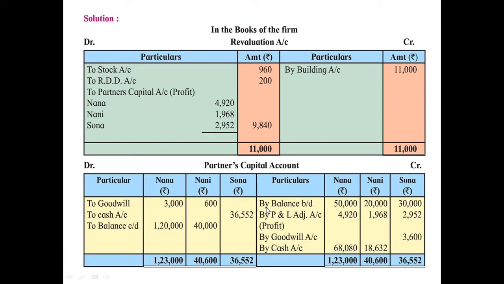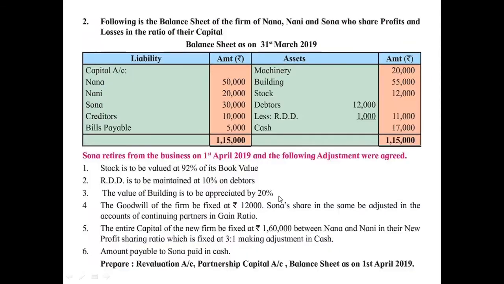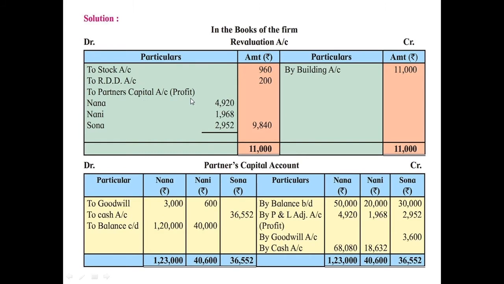Now we are going to make the partners capital account. On the credit side, you can see by balance brought down. This is the amount of capital given in the old balance sheet for all the three partners. Here you can see under liabilities they have given the capital account for three partners. So this is the opening balance in the partners capital account, which is to be written as by balance brought down 50,000, 20,000 and 30,000. Then the second entry is about the revaluation profit. Here it is calculated. So profit and loss adjustment account is nothing but the revaluation account. So the entry is recorded on the credit side.